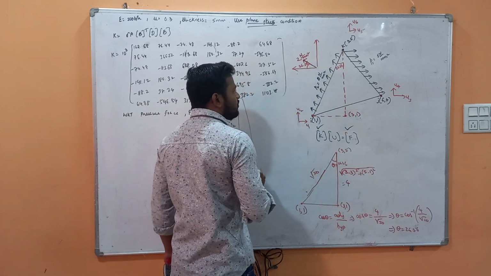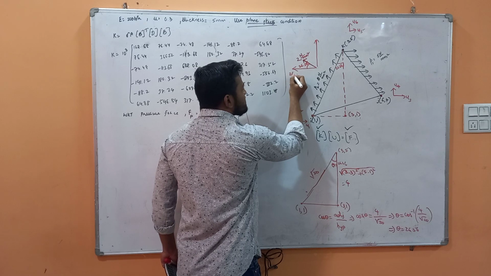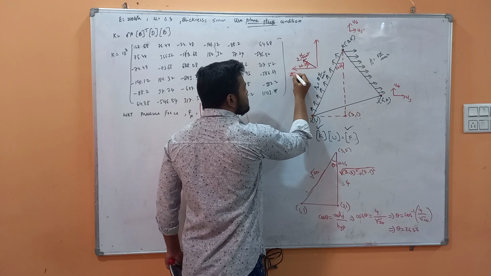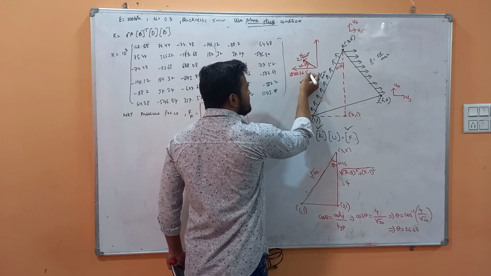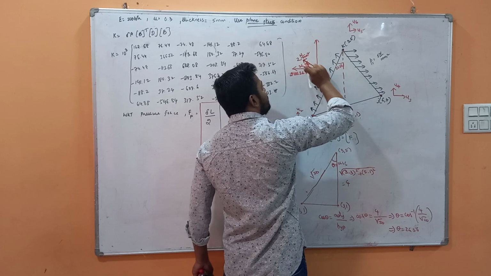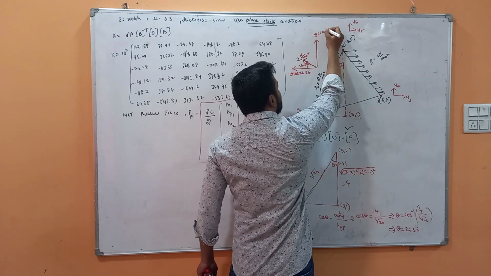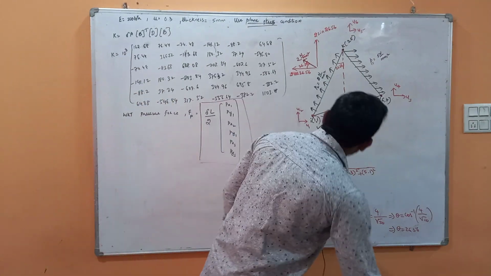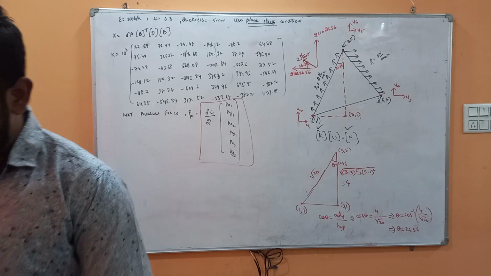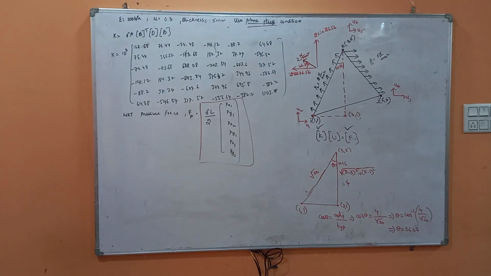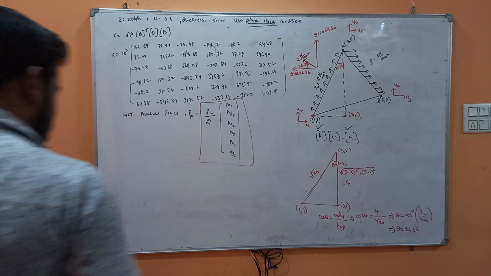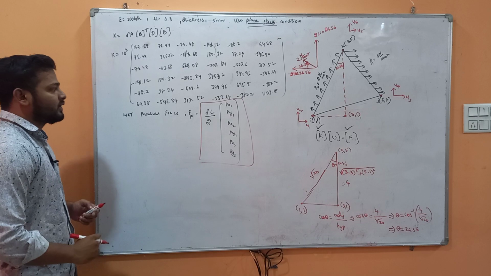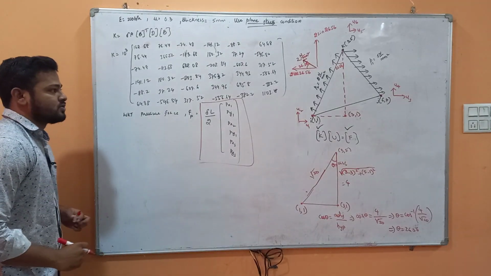Now I can resolve this into two components. On this side we have the angle, so 2 cos 26.56 is the x component, and the y component will be 2 sine 26.56. So I have resolved this pressure force into two components. The x component is 2 cos 26.56 and the y component is 2 sine 26.56. Now I am going to find the pressure force.